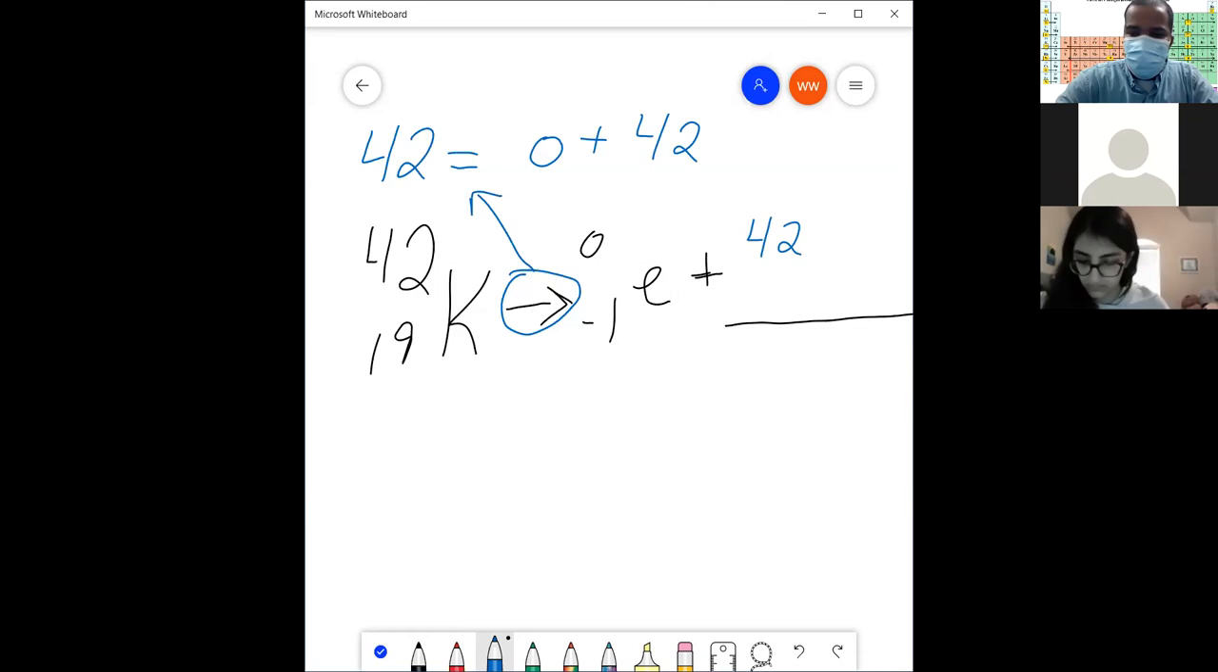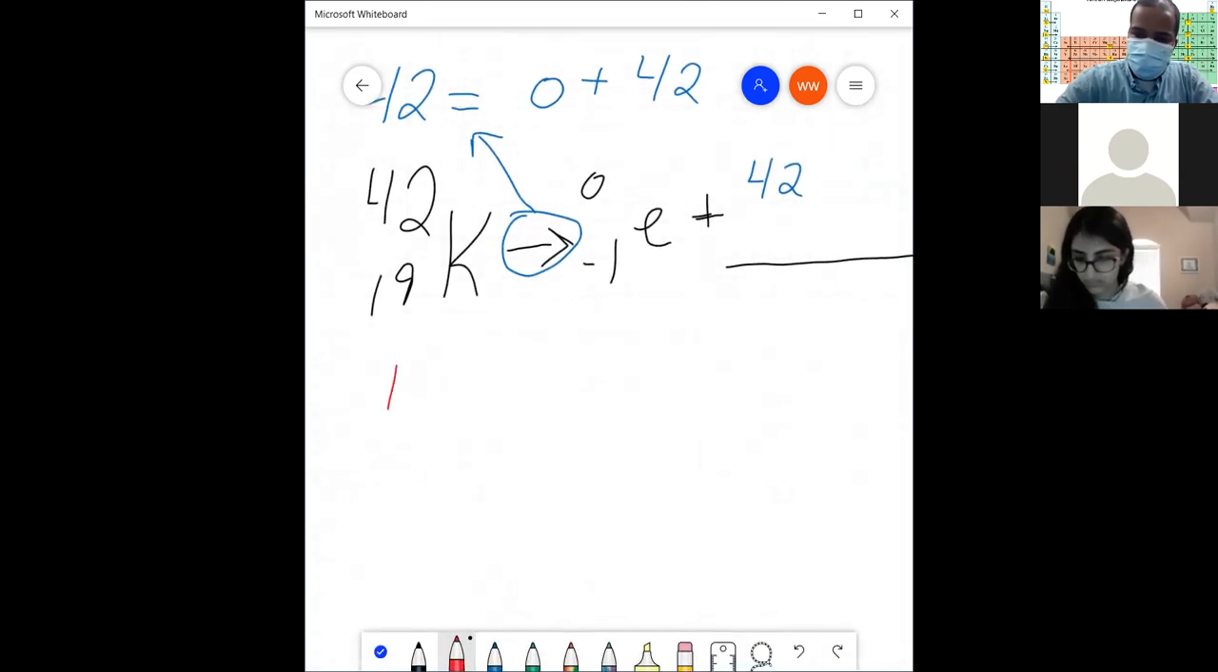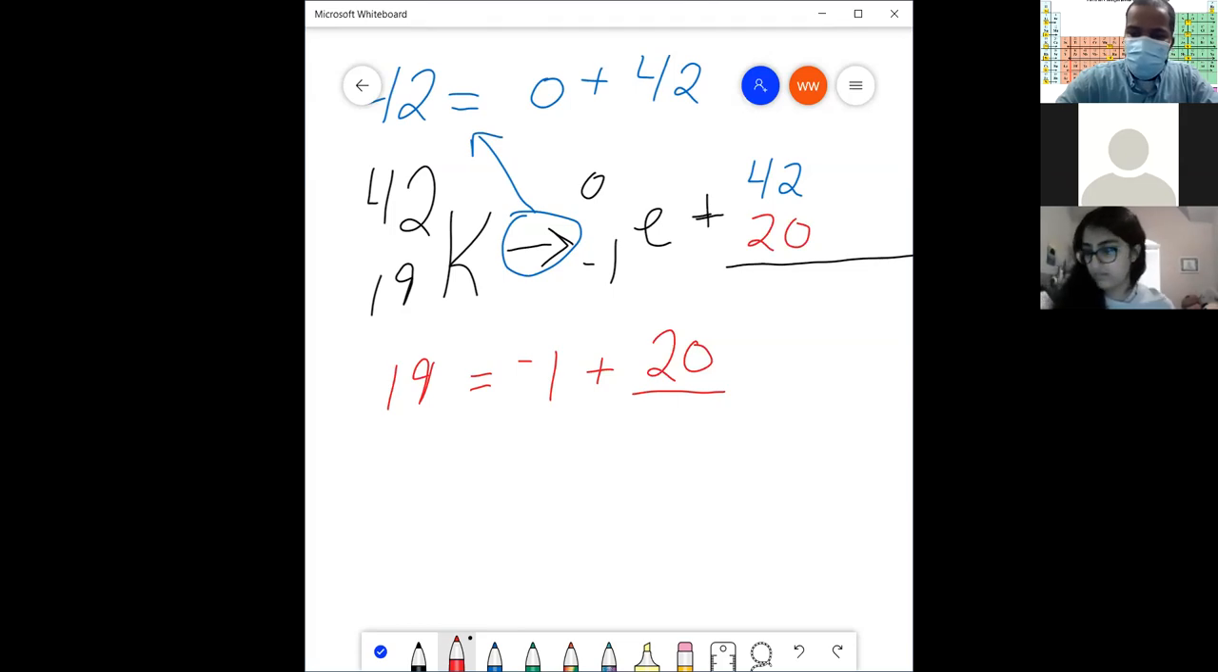Now, Sally, you're going to do the same thing at the bottom. So you tell me, what do I need to do? 19 equals 0 plus 19. Where'd you get the 0 from? Negative 1. Good. Plus 20. Good job, Sally. So now we have the atomic number and we also have the atomic mass for whatever it is that we're trying to solve for. Sally, what is the identity of our mystery element?